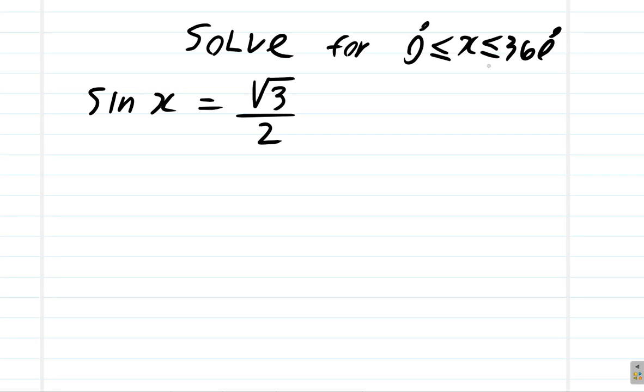I want you to solve this equation for x between 0 degrees and 360 degrees. Sine x is equal to the square root of 3 over 2. What is x?